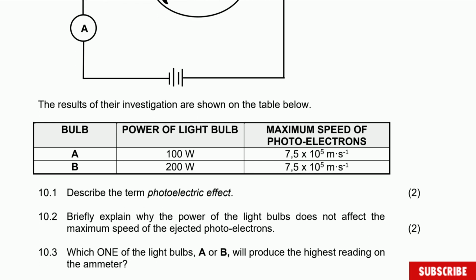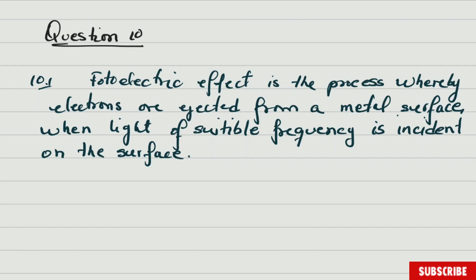Question 10.1. Describe the term photoelectric effect. And what we have to say, what is photoelectric effect? It's the process whereby electrons are ejected from a metal surface when light of suitable frequency is incident on the surface. Guys, there is a 98% probability that this definition is going to be asked in the exam. So please make sure you learn it.